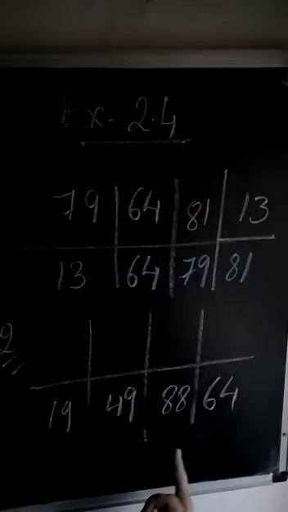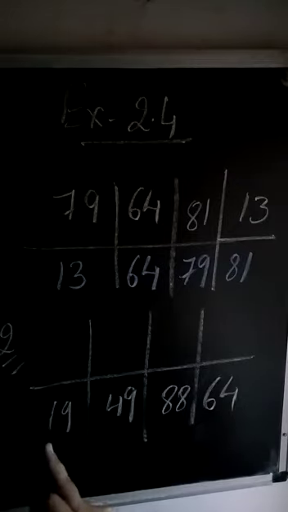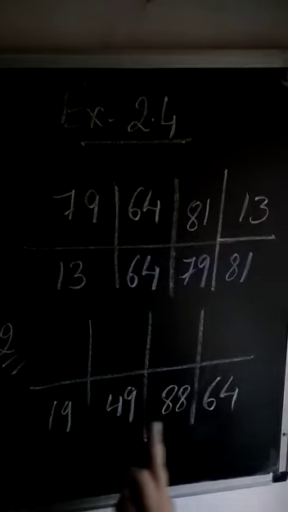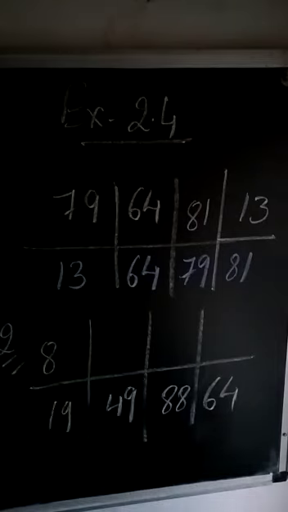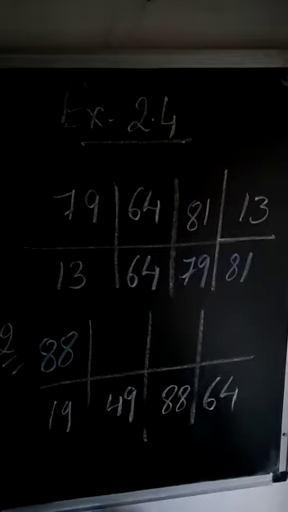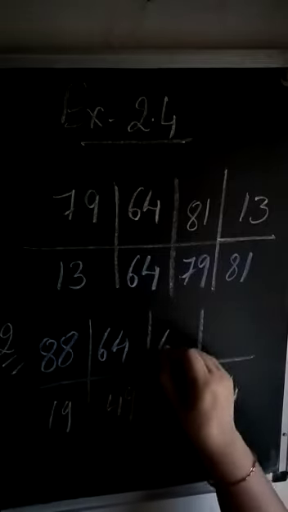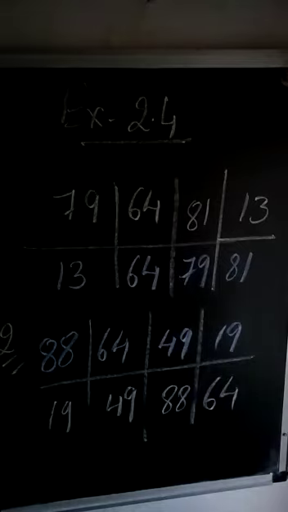Here again we will see the tens place digit, because they are 2-digit numbers. Which one is the greatest number? At first we will see the tens place digits, 1, 4, 8 and 6. That means 8 will come at first. So I will write here 88, afterwards 64, 49 and 19 will come at the last. In this way we will solve the sum.